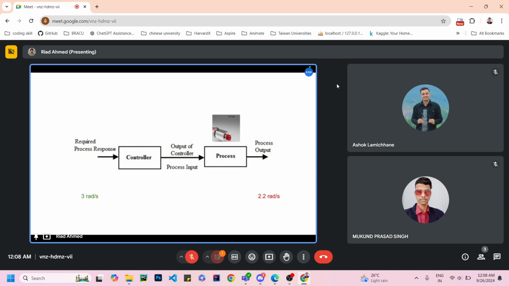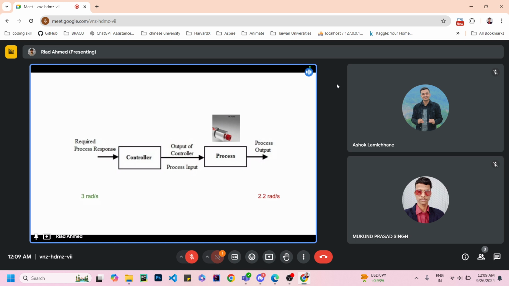We can say that the controller doesn't know anything about the output. The controller doesn't know what is happening in the output, because the information is flowing from one side to another. It is flowing from left side to right side. There is no backflow.